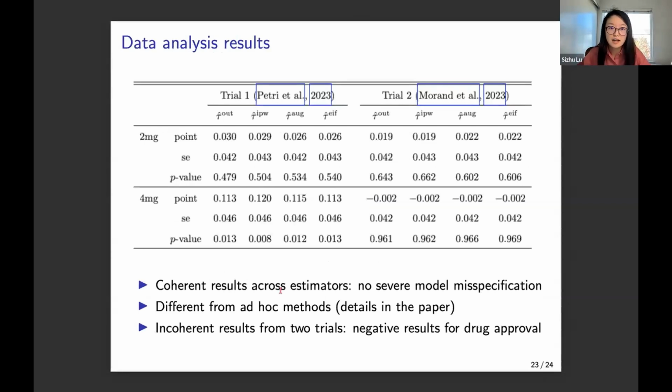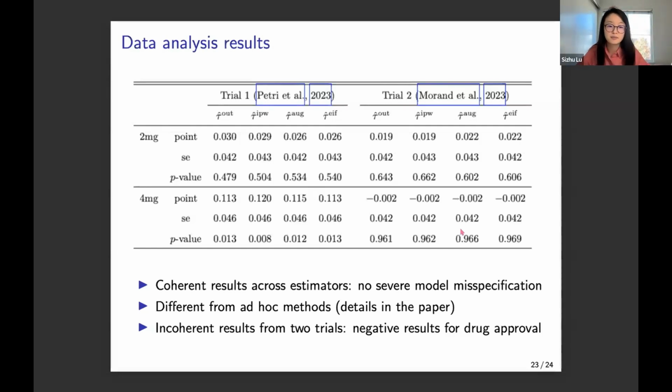Here are the results for the data analysis. The two large columns correspond to the two trials, and the four columns within each of them correspond to the four estimators we proposed. First, there are coherent results across all the estimators, which suggests that it's likely that there's no severe model misspecification. We address this point more in the paper: by making the pairwise comparison between these estimators, it could suggest whether it's likely that we have severe model misspecification problems.